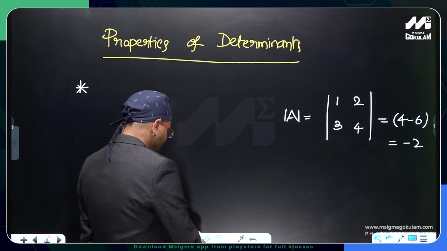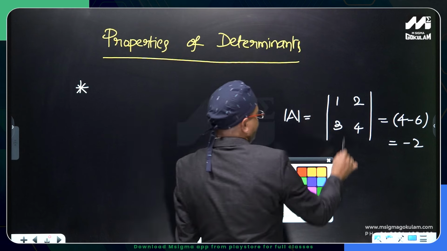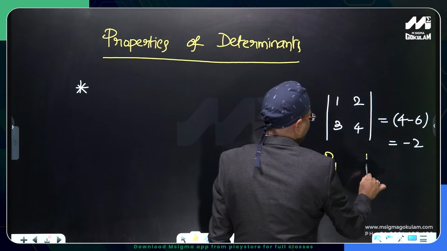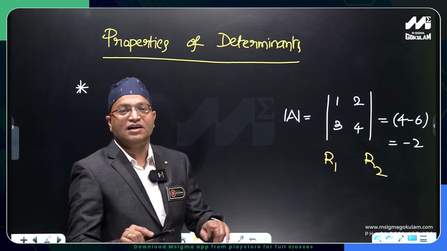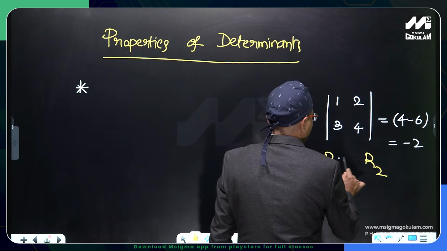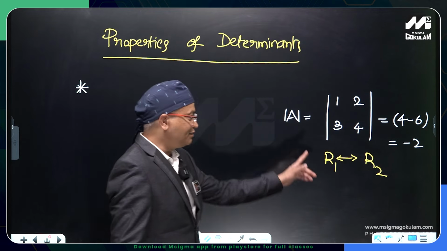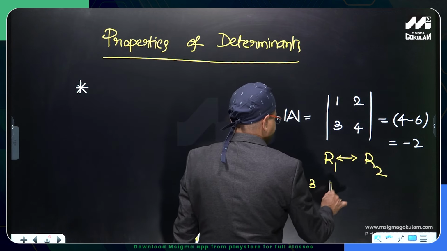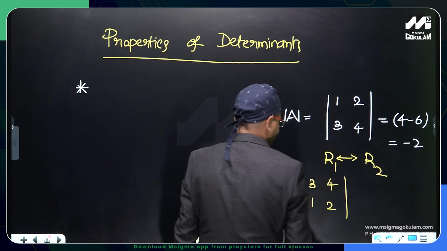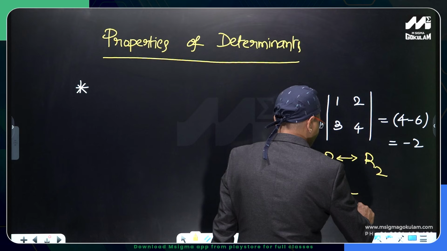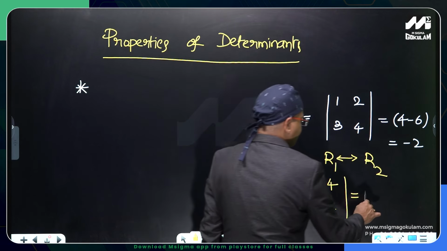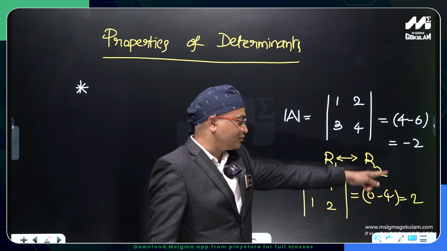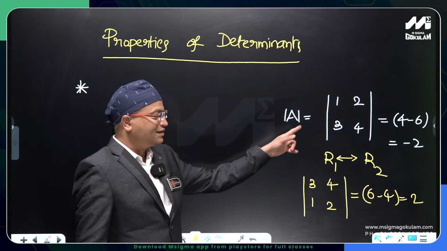Originally it is minus 2. Now, I interchange these two rows. Row 1 means R1, row 2 means R2. C for column, R for row. Interchanging means we use a double arrow symbol. This means R1 becomes R2, R2 becomes R1. Then it changes to 3, 4, 1, 2. What is that value now? 3 into 2, 6 minus 4, it is 2. The original determinant value was minus 2, now it is plus 2. That means the sign is changed.